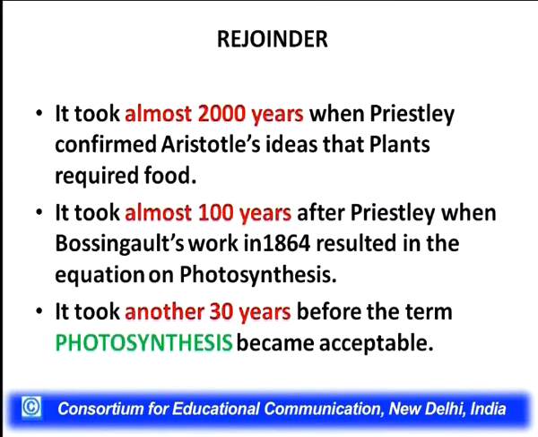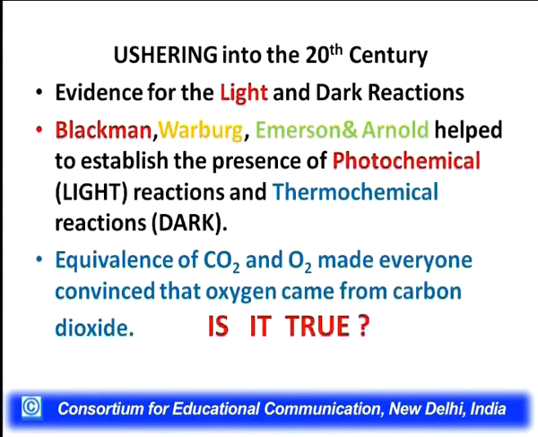So just to give you a quick rejoinder, it took almost 2000 years, from Aristotle's ideas that plants required food to Priestley confirming them. So it took about 20 centuries, and it took almost 1 century again after Priestley. That is when Boussingault's work in 1864 resulted in the equation for photosynthesis, and after the equation was given, it took another 30 years before the term photosynthesis became universally acceptable.